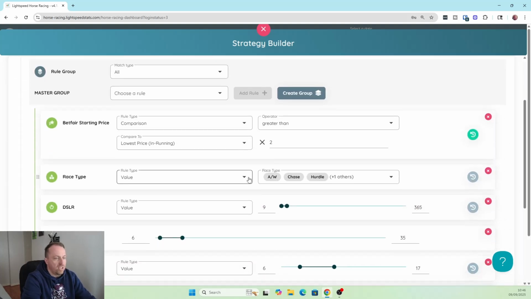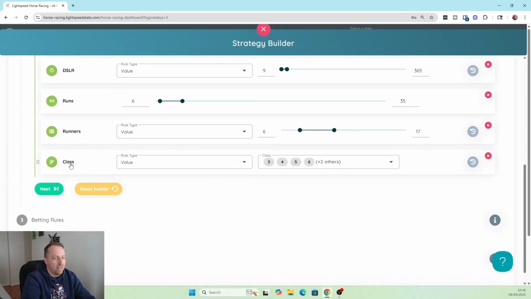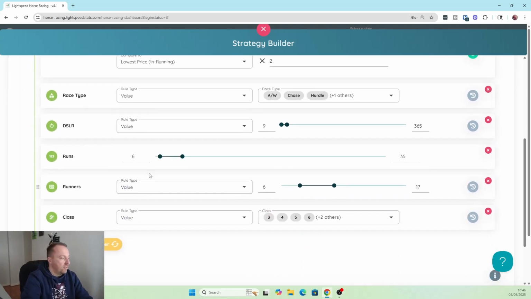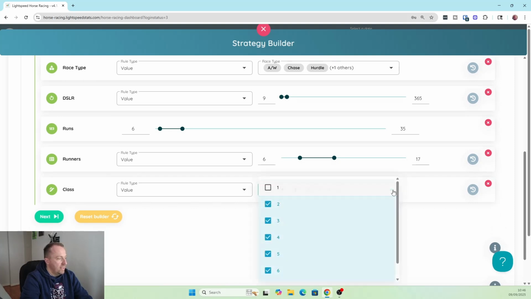As you look at the horse selection rules, if you go down to the bottom one, it's actually class. So class is already in here. It's quite a big one. If you look at choose a rule, you will see it, there it is, fairly early on. It's a big category, and lots of people use it in their strategies. You can see here that we've got every class included apart from Class 1. So this strategy is suggesting that Class 1 races aren't profitable, or aren't very good for this particular strategy. Remember, all strategies are different, so you're going to want to test this on your strategy yourself.